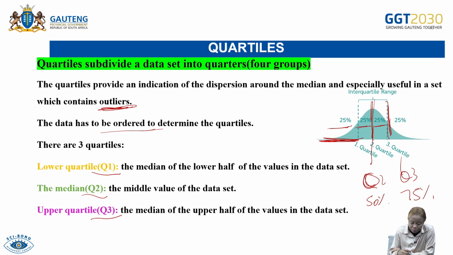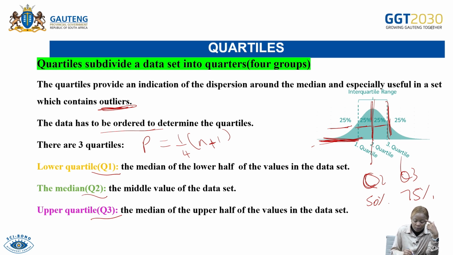And then, the median of the lower half of the values in the data set is the lower quartile, which is 25% of the data. So to find the position of the lower quartile, you have to say P equals 1 over 4 into n plus 1. Remember, the lower quartile is 25% of the data. If you convert the 25% into a number, you get 1 over 4.